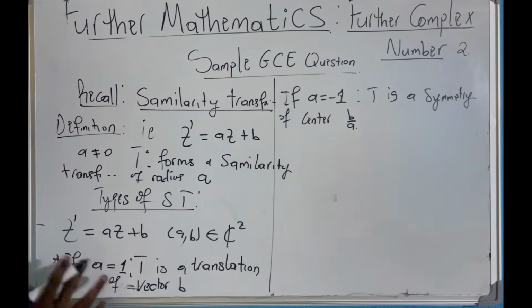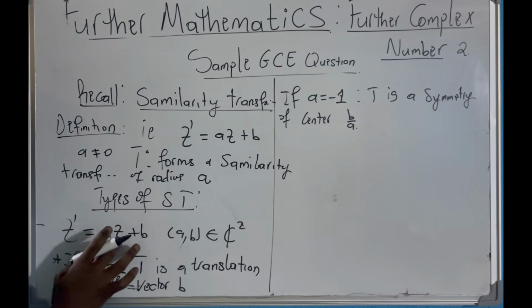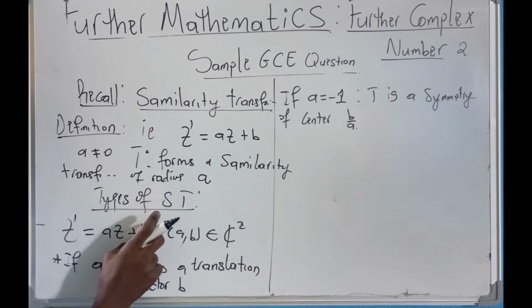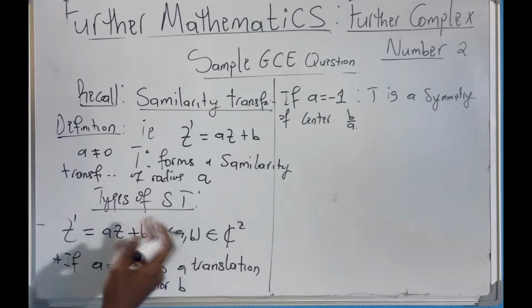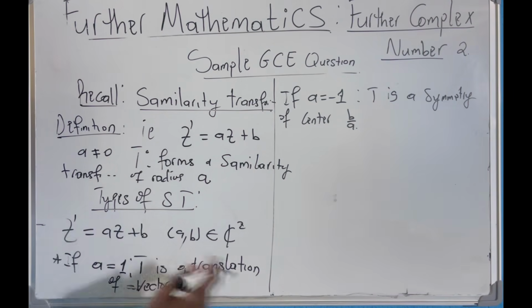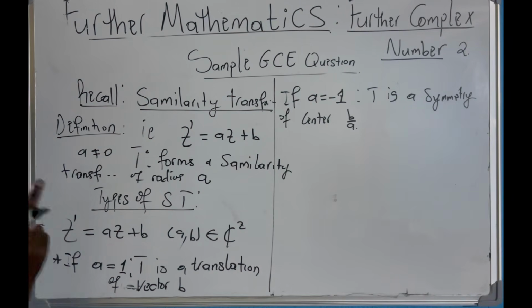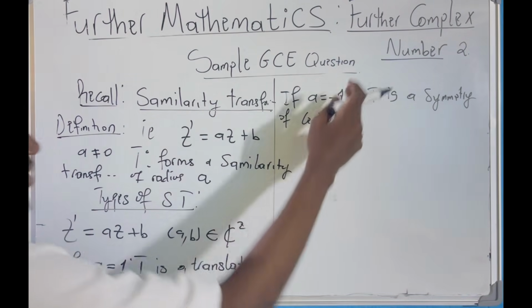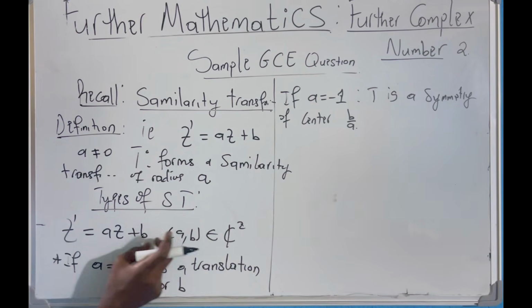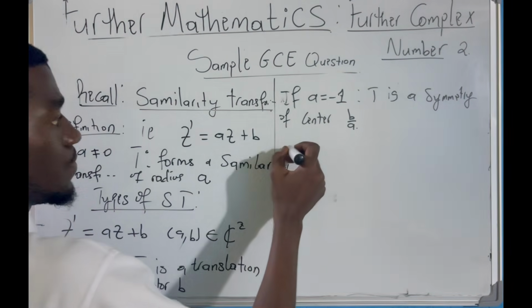So anytime you have a complex number written in the form z prime equals negative z plus another one, b, which can also be a complex number, like 2 plus i, anything, you know that since the coefficient of z is -1, T is a symmetry of center b over a. It means that to find the center, you take b and divide by a. Then let us see the next condition.